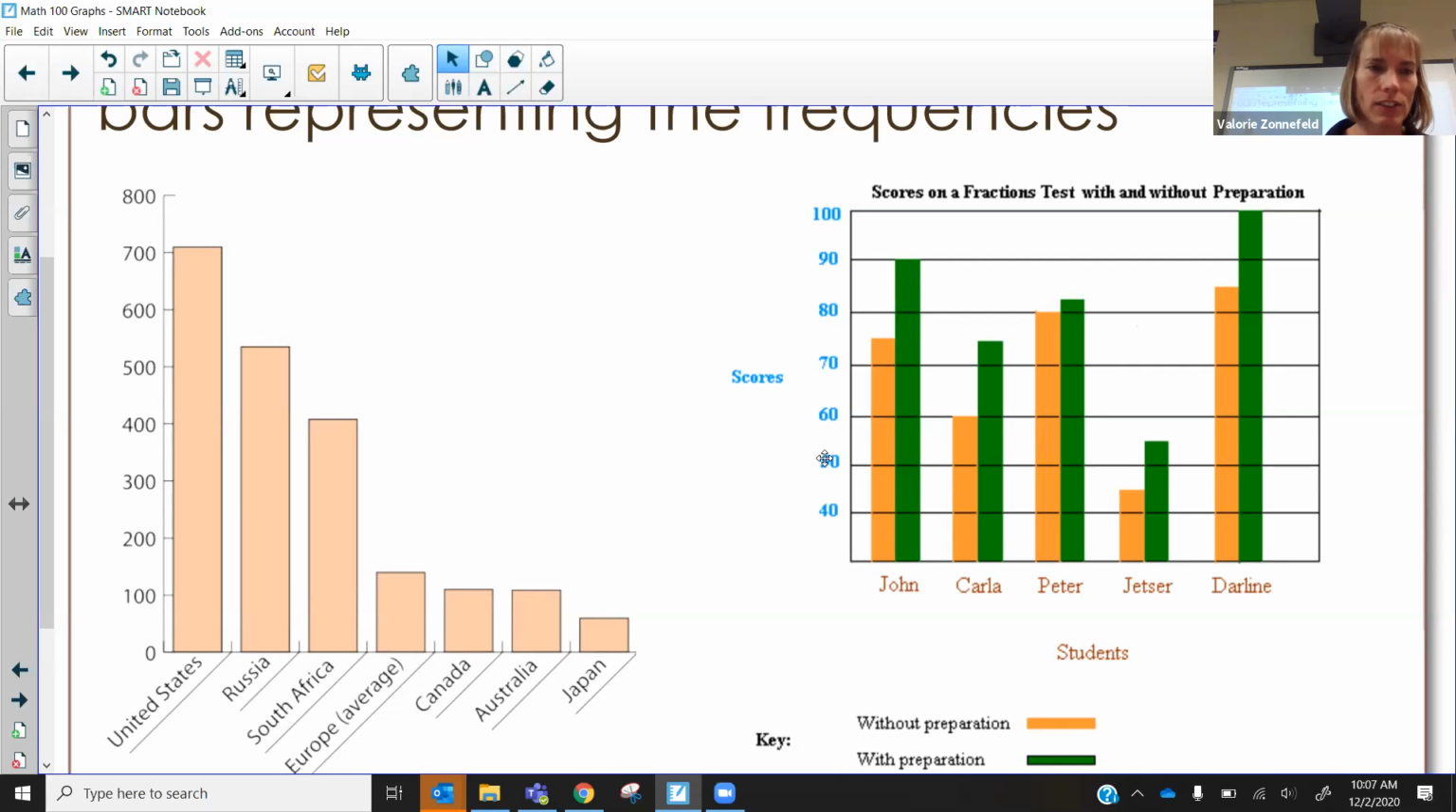The graph on the left, as I prepared last night, I looked and I thought, I don't know what that's representing. But I know who has the lowest frequency for whatever that is on the left, which country? Japan.